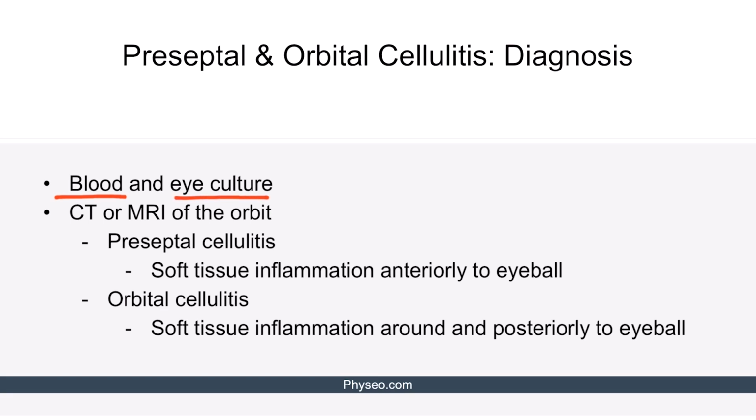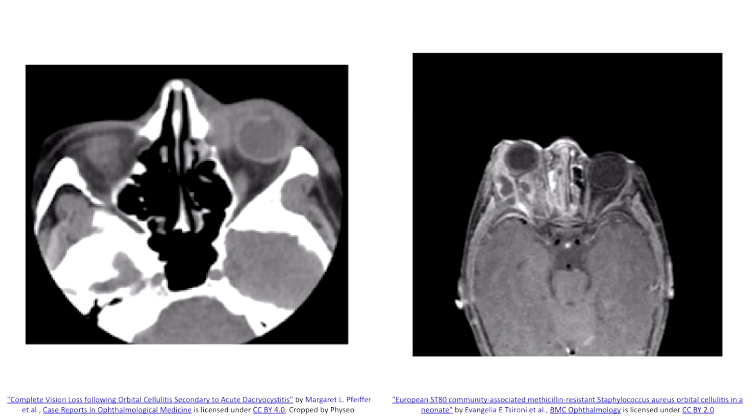Blood and eye culture is usually performed to identify whether the causative microbe has spread to the bloodstream. The main diagnostic modalities for preseptal and orbital cellulitis include CT and MRI of the orbit. These imaging studies reveal soft tissue inflammation anteriorly to the eyeball in preseptal cellulitis. In contrast, CT and MRI of the orbit show soft tissue inflammation around and posteriorly to the eyeball in orbital cellulitis. Here you see a CT image of preseptal cellulitis and an MRI image of orbital cellulitis.